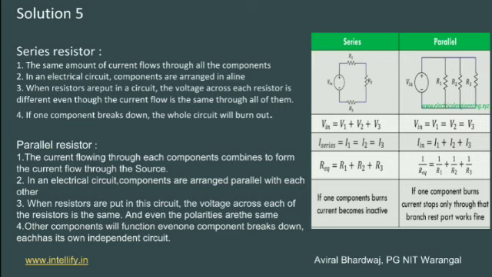In the parallel combination, the current flowing through each component combines to form the current flowing through the source. In the electric circuit, components are arranged parallel with each other. If one component breaks down, the others still function, as each has its own independent circuit. Means if the first circuit breaks down, then the second and third continue to work individually. So there is a benefit, an advantage. So parallel is better than series.